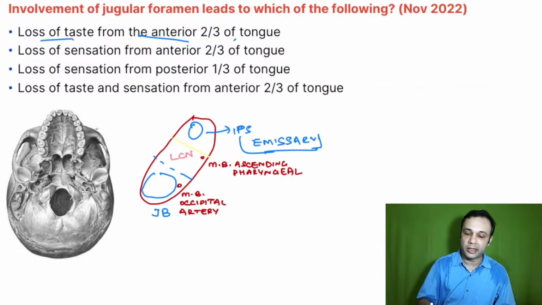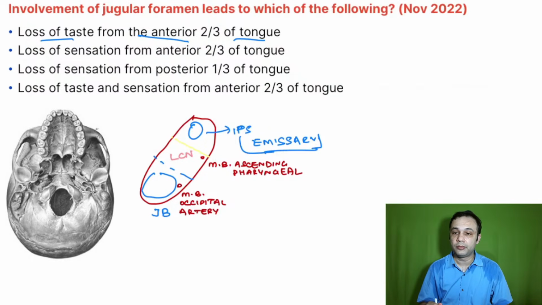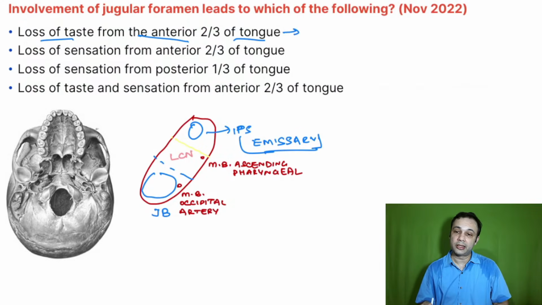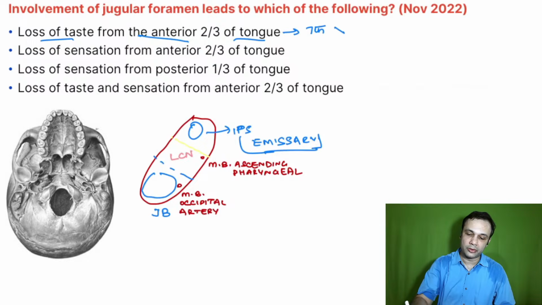Loss of taste from anterior 2/3 of the tongue. Where does it come from? Which nerve? Loss of taste from the anterior 2/3 of the tongue. Yes, absolutely correct, Stardust. Okay, so you have inferior petrosal sinus in the mid. Yes, chorda tympani. So chorda tympani is a branch of the 7th nerve. So rule out this.